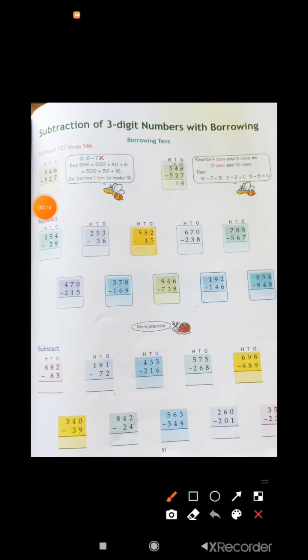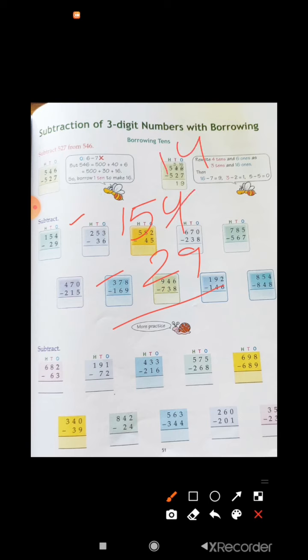First we will do this question, exercise part. The question is 154 minus 29. And here you will learn to borrow from tens side. Here you can see on ones, 4 is less than 9, so you have to take borrow from tens. I hope you understood this one. 154 minus 29. You have to take borrow from tens side.